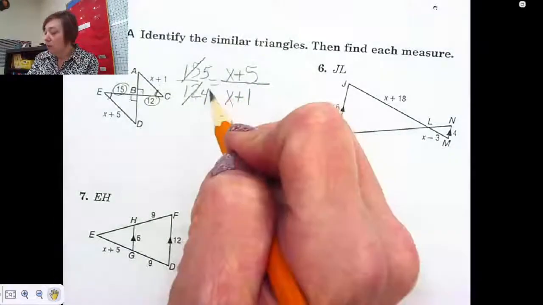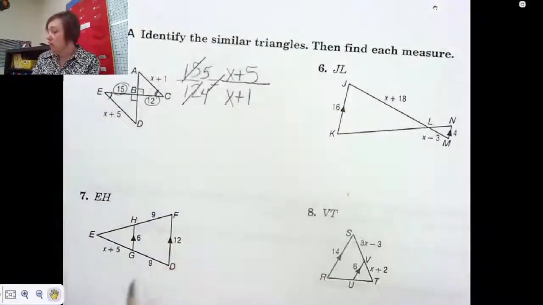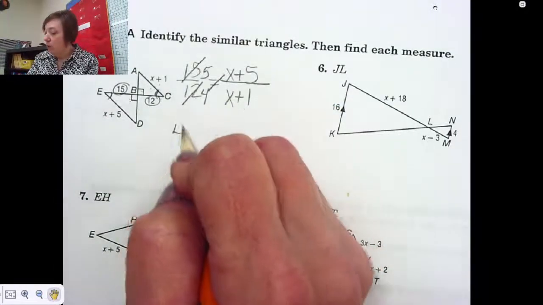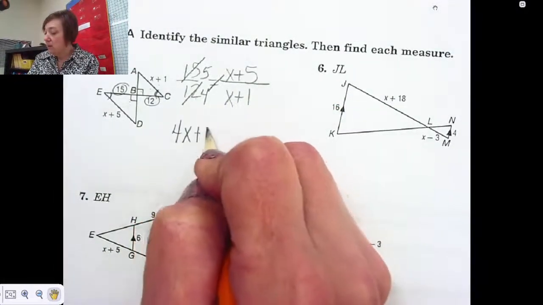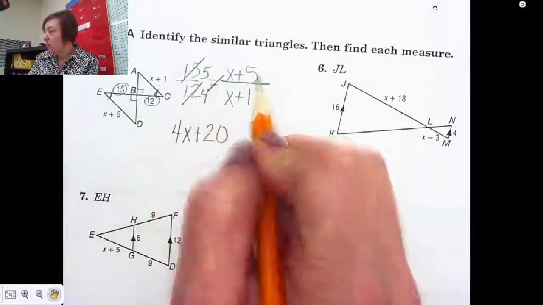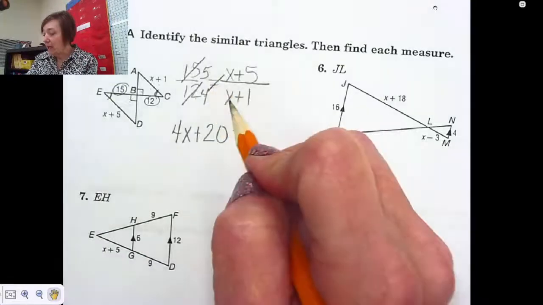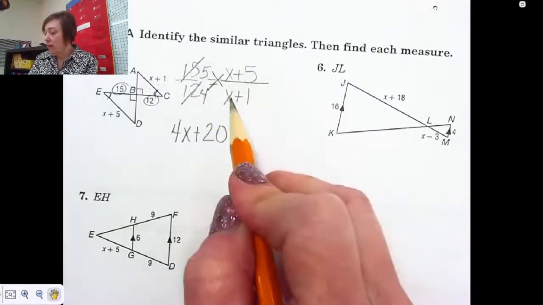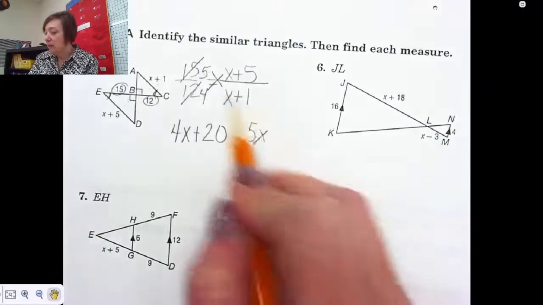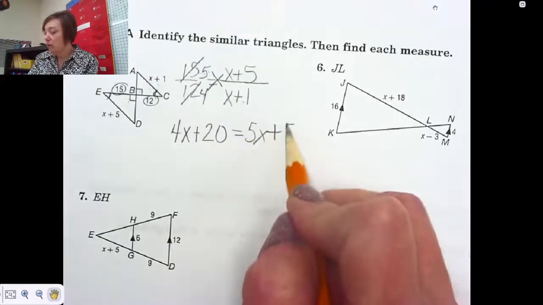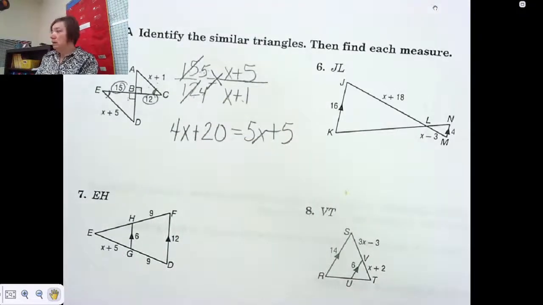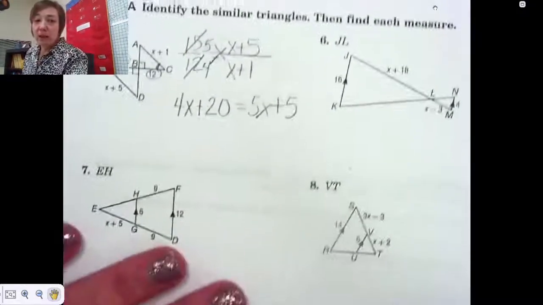So we're going to do 4 times x plus 5. So it's going to be 4x plus 20, because we do 4 times 5, right? And then we're going to do 5 times x plus 1. So 5 times x is 5x. 5 times 1 is 5, right? So now we have just a basic little equation to solve.